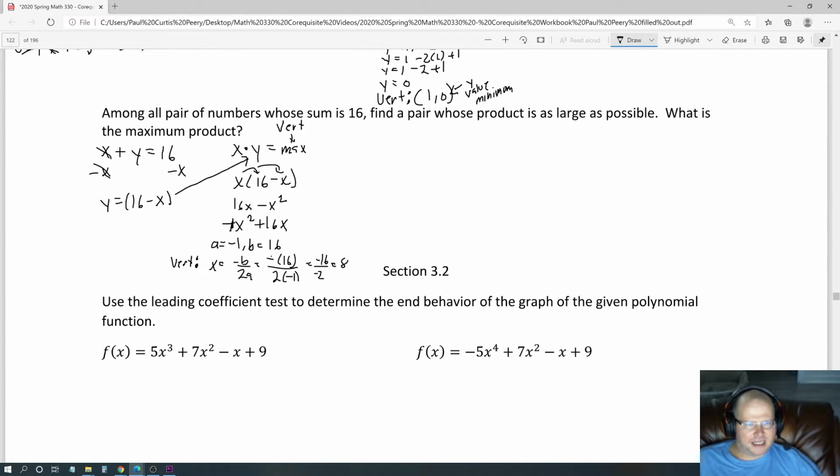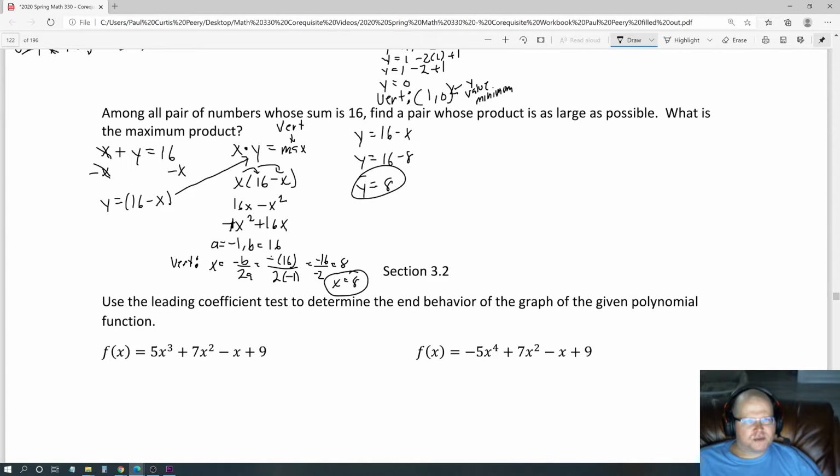Which means now we plug in that 8, and it gives me the y value. We know y is equal to 16 minus x, where x is equal to 8, which means y is equal to 8. So we have x equal to 8 and y equal to 8. And that works. We found it out.